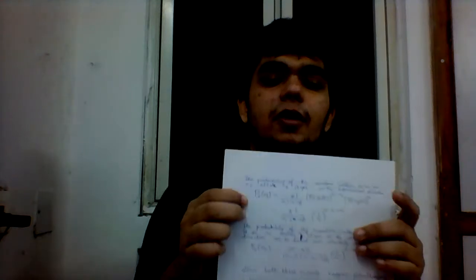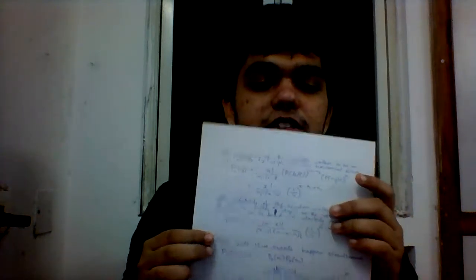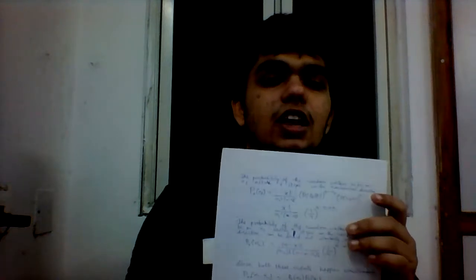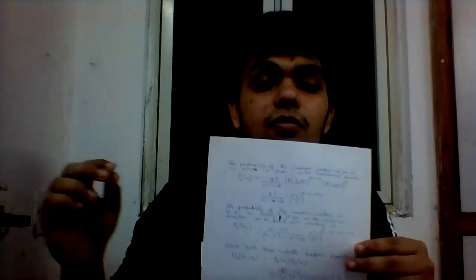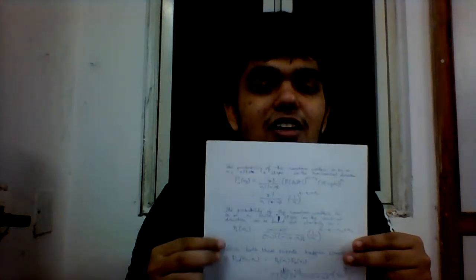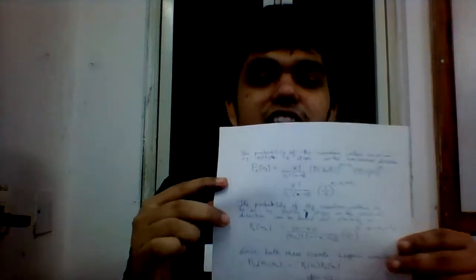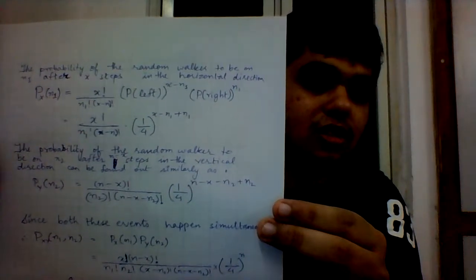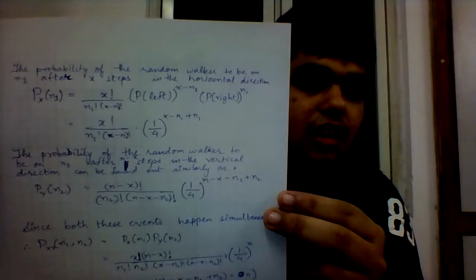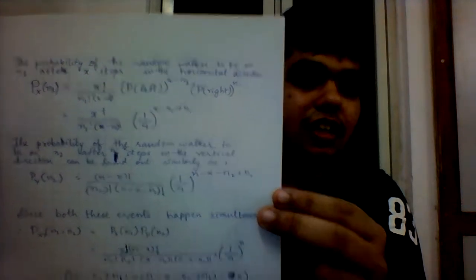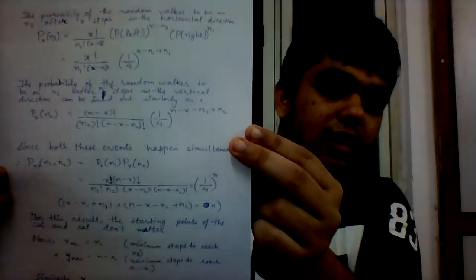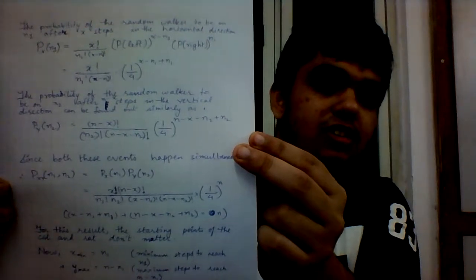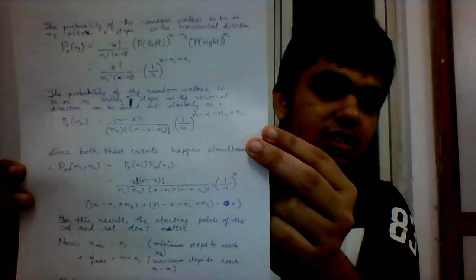Now that we calculated these probabilities, we see that this has to happen simultaneously. So the probability that the walker is at n1, n2 is the same as multiplying these two probabilities right here. I hope you want to note it down. So there you go. I hope it's a bit clear. Now, this is what we get if we take that these two events happen simultaneously.